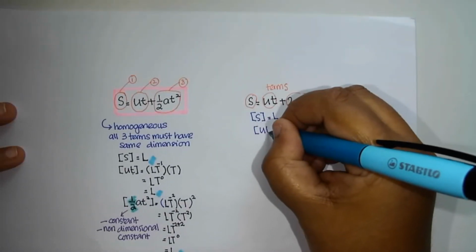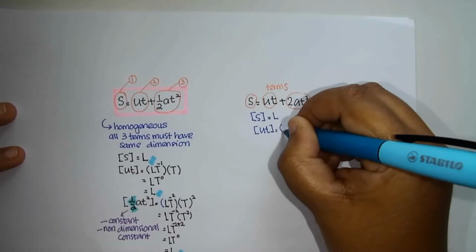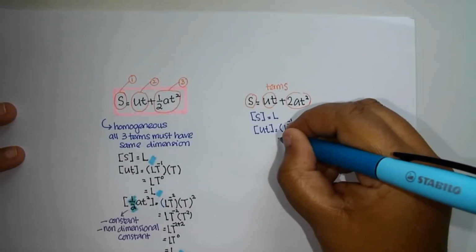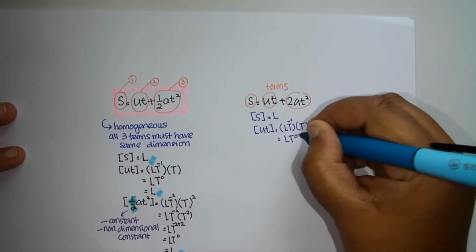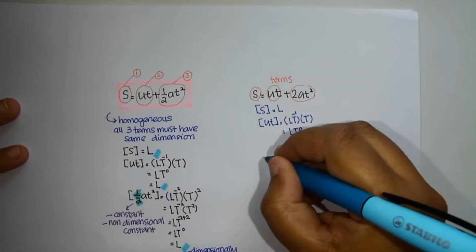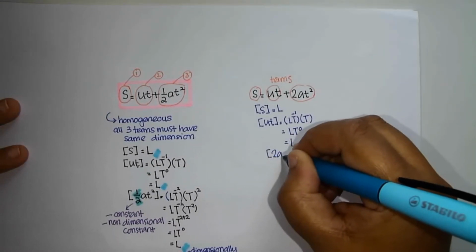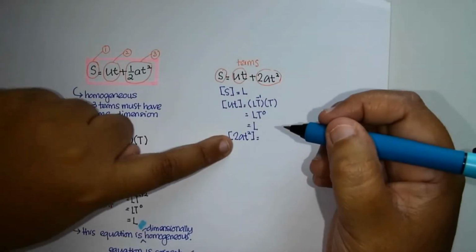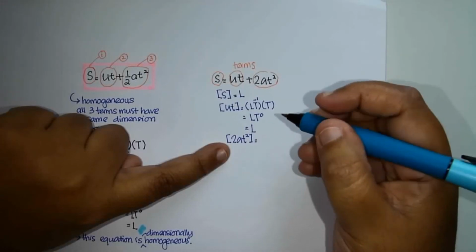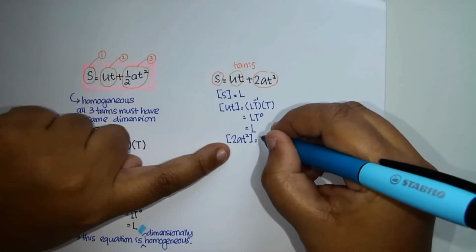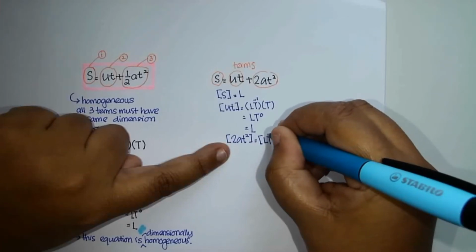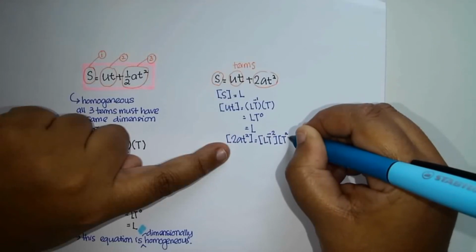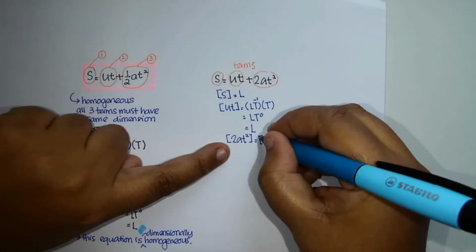The dimension for ut is LT negative 1 times T, so I get LT0, which is L. Then I get 2at squared. 2 is a non-dimensional constant, so I find the dimension for at squared: a is LT negative 2, and t squared is T squared.